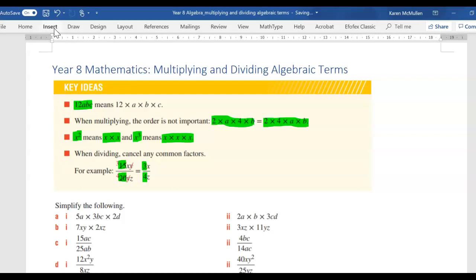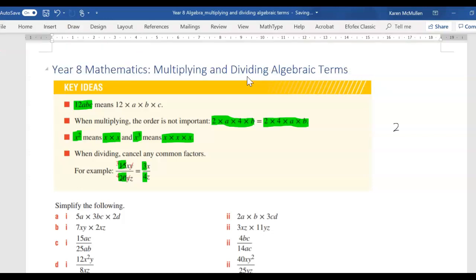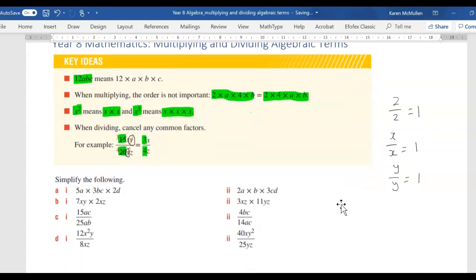Remember with fractions, let me just change my pen. If we had 2 divided by 2, that is equal to 1. So the same applies with algebra. If you had x over x, it's equal to 1. Or in this case, we've got y on the top and y on the bottom. That is equal to 1. So you can see why the two y's cancel each other out. And then you're just left with the x and the z, x on top and z on the bottom.